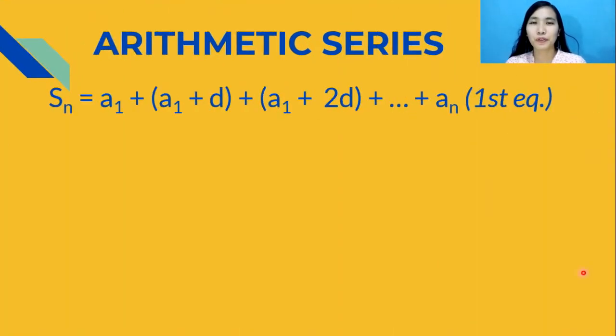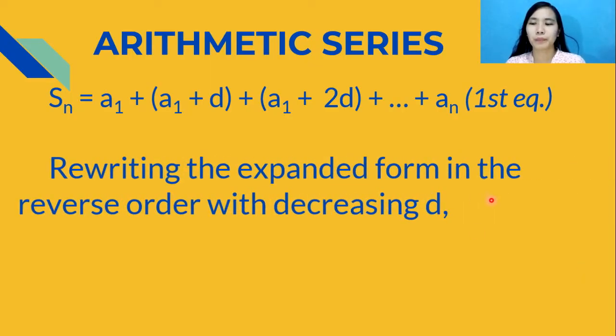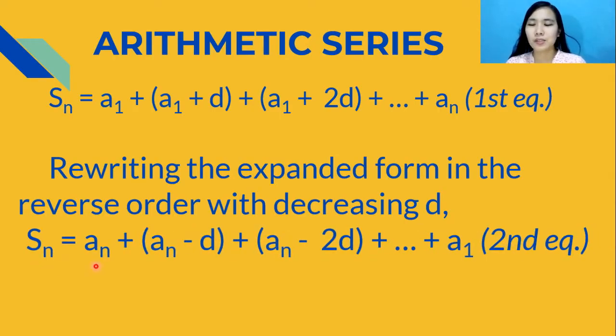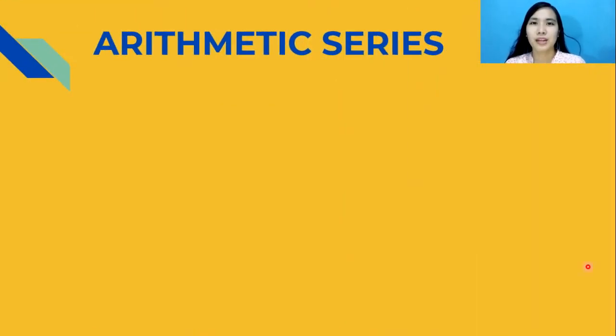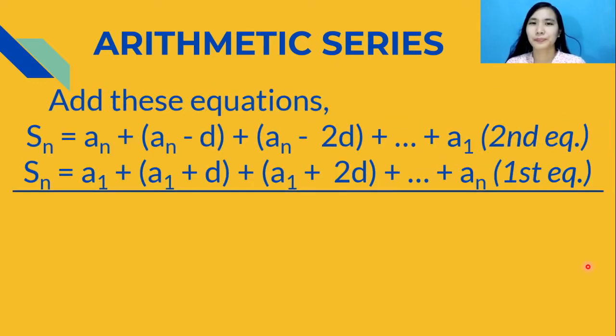So given again our first equation a while ago, let us rewrite this into expanded form in the reverse order with decreasing d. That is, S sub n equals a sub n plus a sub n minus d plus a sub n minus 2d plus so on and so forth plus a sub 1. And let us say this is our second equation. So given the two equations, let us solve this. Let us add the two given equations.